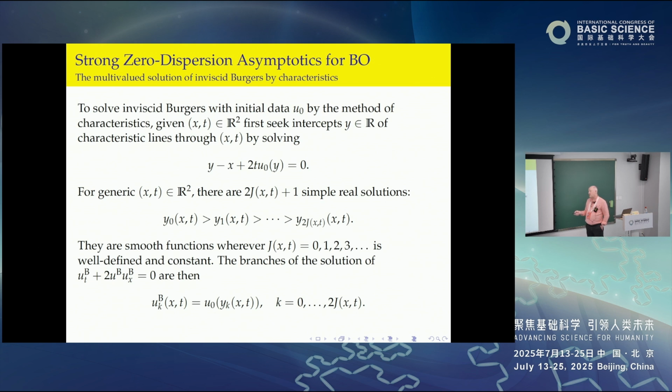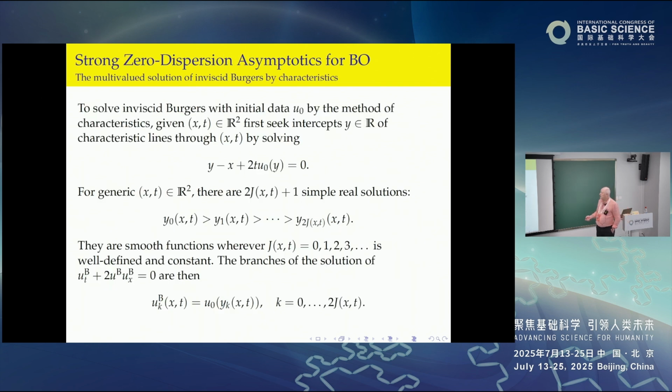So for generic points (x,t) in R^2, there are going to be 2j plus 1 simple real solutions, where j is an integer, okay? So you could put them in order like this. These are the intercepts put in order. And they're all smooth functions whenever this j has an unambiguous value. So if you're not on one of the boundaries of these domains, the so-called caustic curves, then this has a well-defined value and there's no problem. So then the branches of the Burgers solution are gotten by just plugging these intercepts into the initial condition function like that. That's how you get them. So that's a quick review of the method of characteristics for this problem. And so there are multiple answers here depending on how many solutions you get of this characteristic equation.